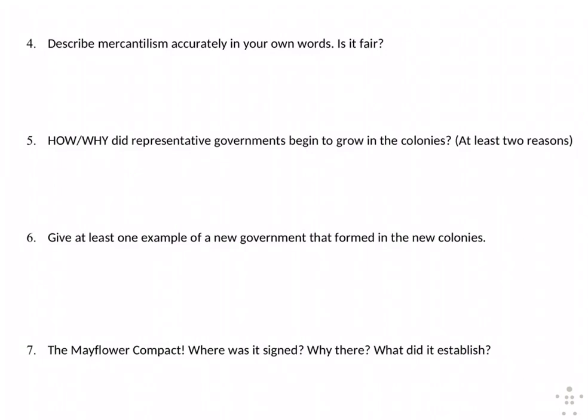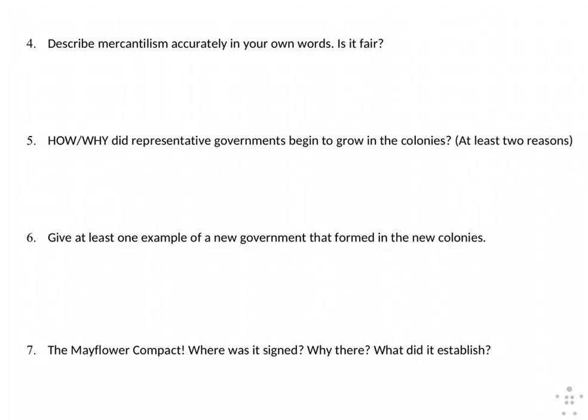So one, the king was way too far away, salutary neglect all the way across the Atlantic. So that is the reason why representative government began to grow, because they really were able to do that because they didn't have any pressure from the king. And two, they needed protection. They needed their own people to represent themselves, to make some laws and rules that they can all abide by.